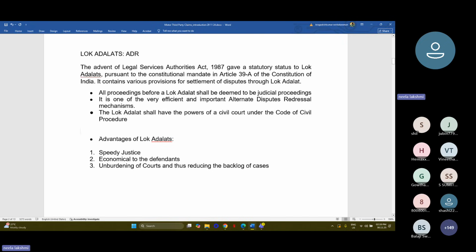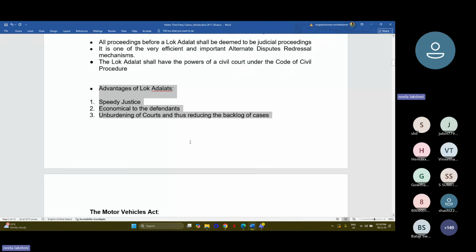The advantages of why companies should go for Lok Adalats, why insurers should resort to the mechanism of Lok Adalats, because it is a speedy way of settlement. From the point of view of insurance company, we can easily settle it out of court by reducing the time frame. Next one, economical to the defendants. Defendants means insurance company again.